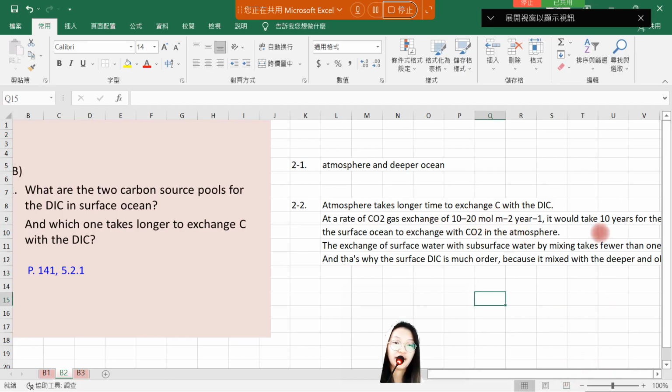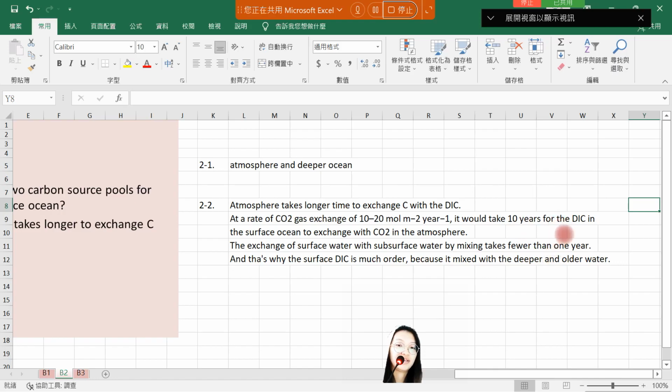It will probably take 10 years for the DIC in the surface ocean to exchange with CO2 in the atmosphere. But the exchange of the surface water by mixing will take fewer than 1 year. That's why the surface DIC is much older, because it mixes with the deeper and older water.